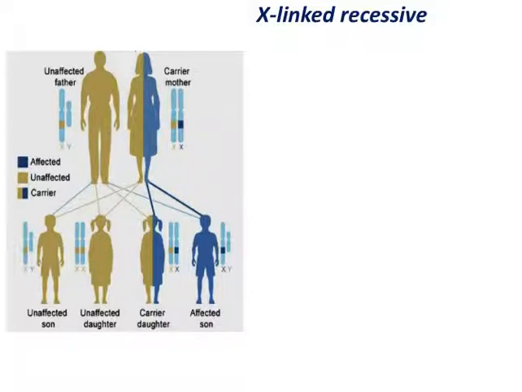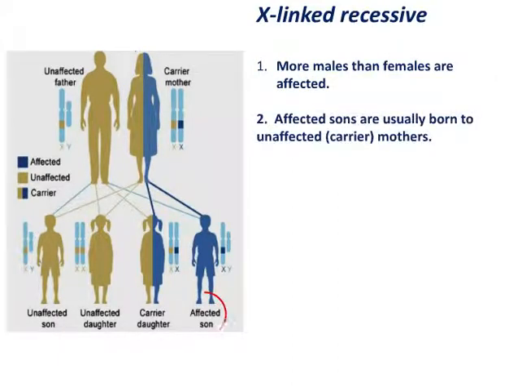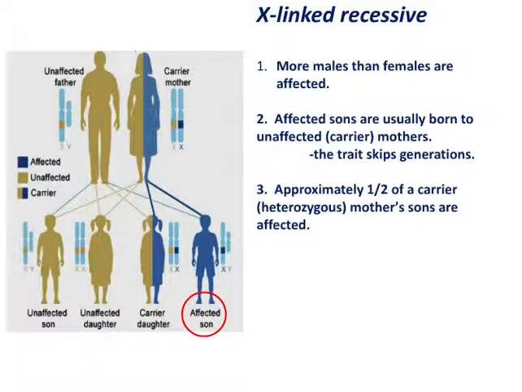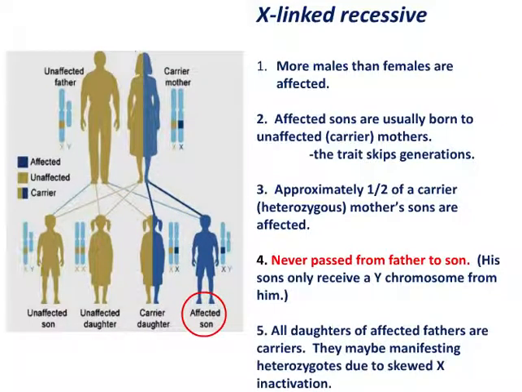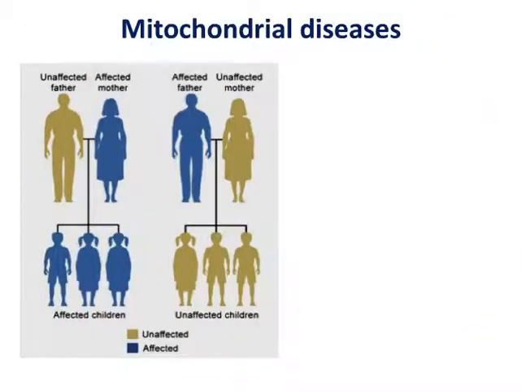Inheritance patterns for X-linked recessive disorders will often show more males than females are affected. Affected sons will usually be born to unaffected heterozygous carrier mothers, so the trait will skip generations. Approximately half of the sons of a heterozygous mother will have the disorder. Since fathers only pass a Y chromosome onto their sons, X-linked recessive diseases are never passed from father to son. All daughters of affected fathers are carriers, and they may be manifesting heterozygotes due to skewed X inactivation.